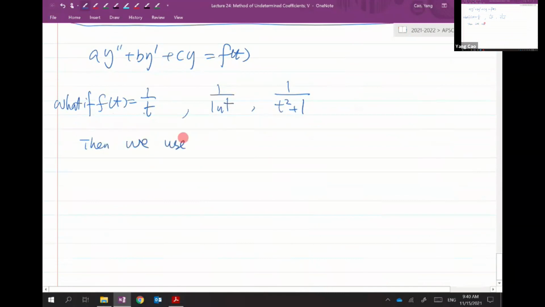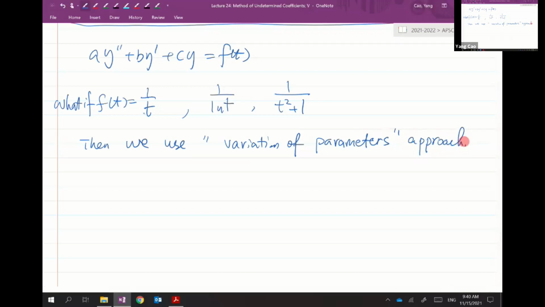we will use the next approach called variation of parameters. So we'll use a variation of parameters approach. That's what the remainder of this lecture and maybe also the next lecture is all going to be about. So what is the variation of parameters? Okay.